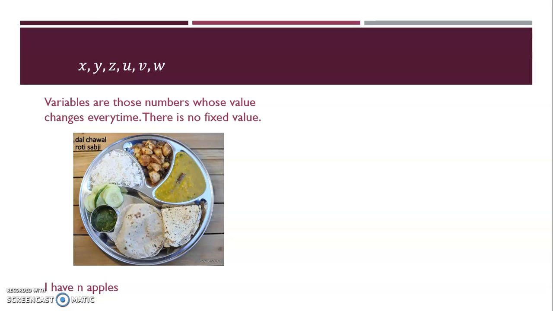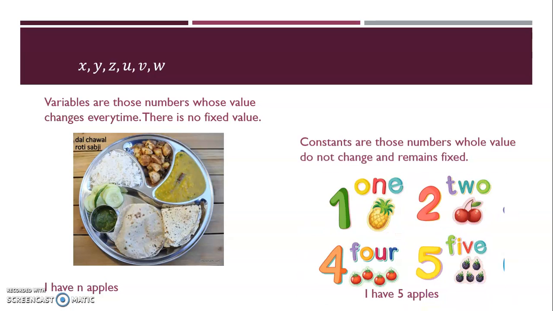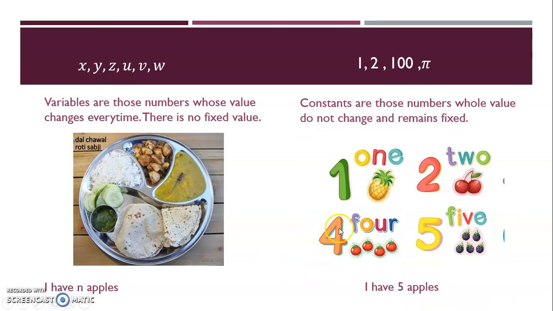So what are those quantities that have fixed values? See, if I say I have 5 apples, that means I have 5 apples. If I say I have n apples, it could be 5, it could be 4, it could be 1, or it could be 2. So constants are those numbers whose value does not change with time, it remains fixed. Examples of constants are 1, 2, 100, pi.